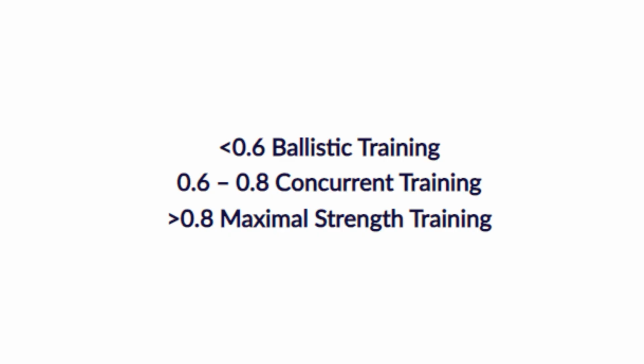If an athlete's DSI is less than 0.6, then they are recommended to focus on ballistic plyometric type training. However, if their DSI is greater than 0.8, they're recommended to focus on maximal strength training. And any ratios in between these values are focusing on concurrent training. Now, in my opinion, the best way to illustrate these thresholds is through these examples. So let's take a look back at those 3 fictional athletes again.